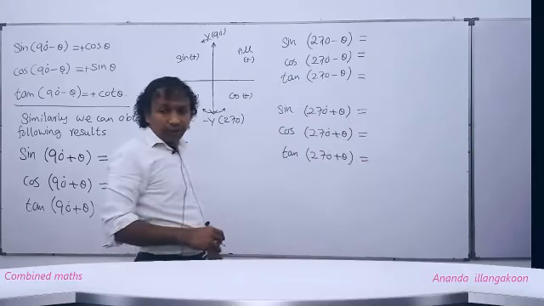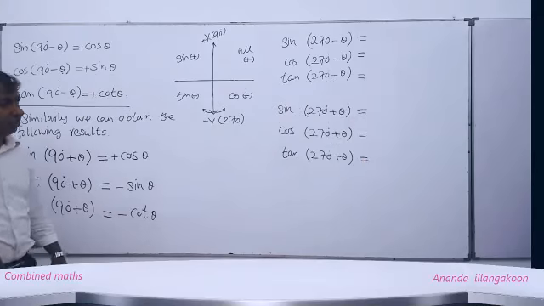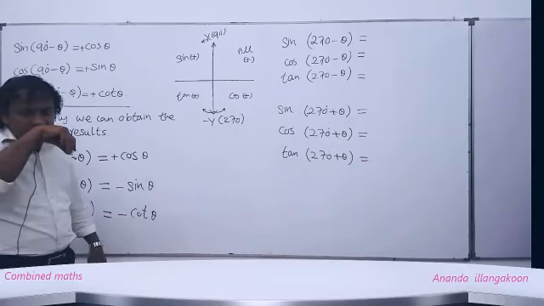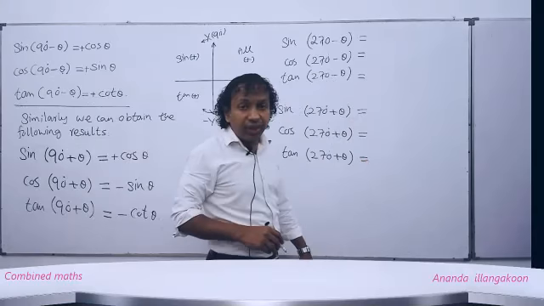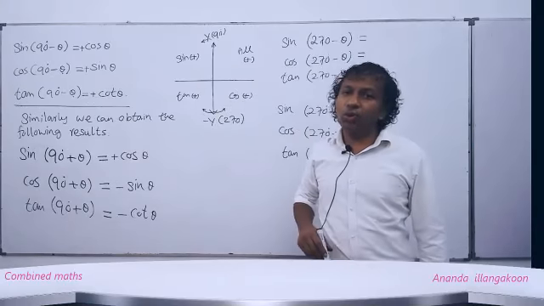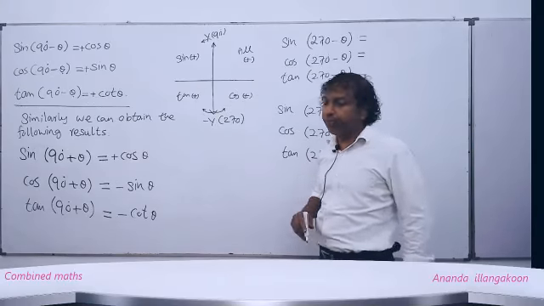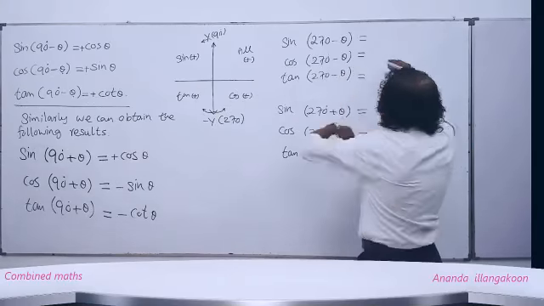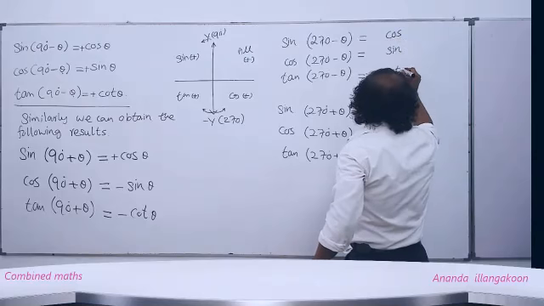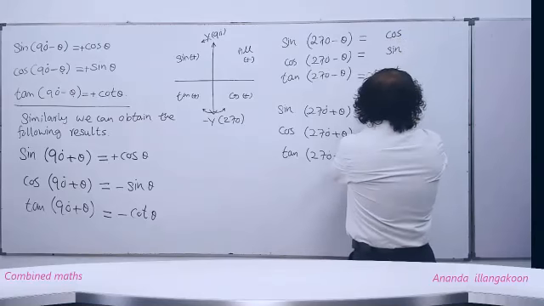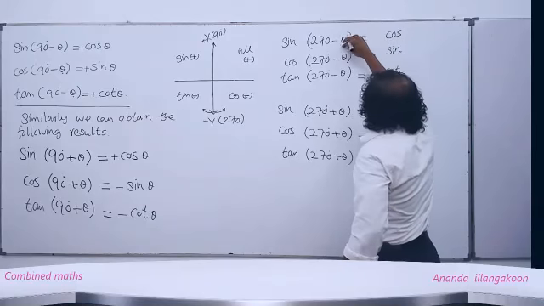Right? I wrote like this. 270 minus theta and 270 plus theta. First angle is on the negative y-axis. The angle can be on the positive or negative y-axis. Understood, people? Then this sine should go to what? Cos. Cos should go to sine. Tan should go to cot. The right hand side angle is what, people? The left hand side second angle.